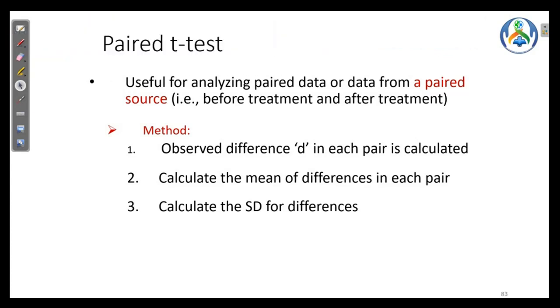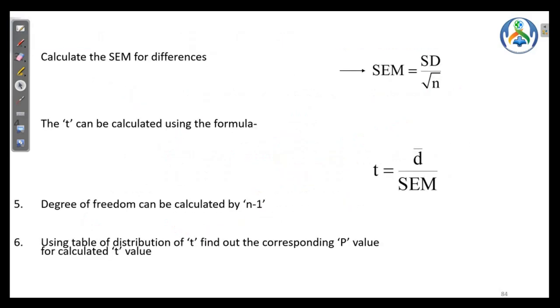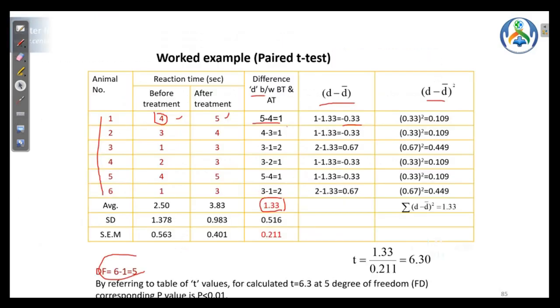So we are going to see here the paired t-test. To calculate the paired t-test, first we should find the difference of each pair, then calculate the mean of the differences, and then calculate the SD of the differences. Everything we work on is actually the difference, right? So we'll see an example directly.